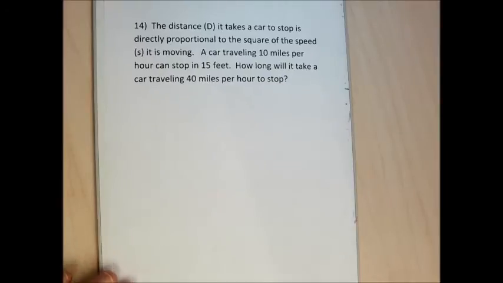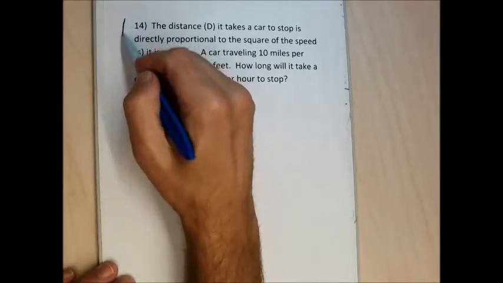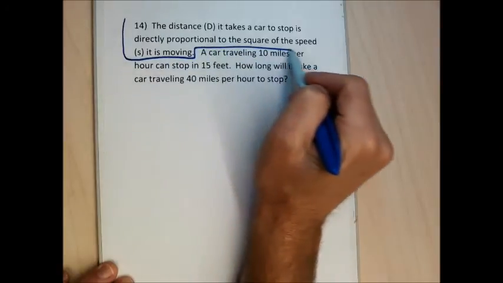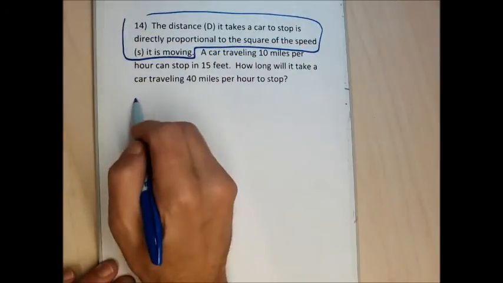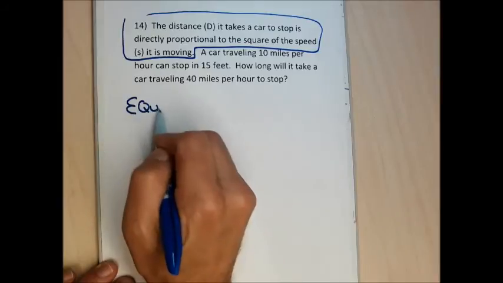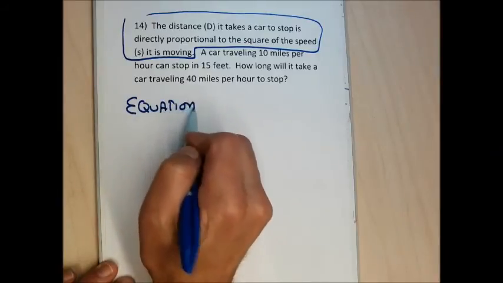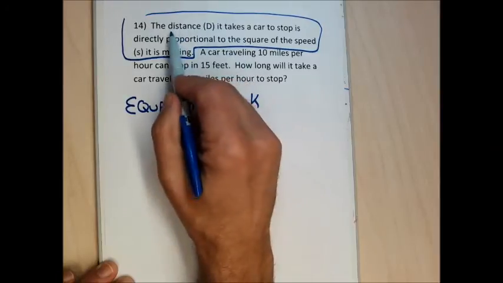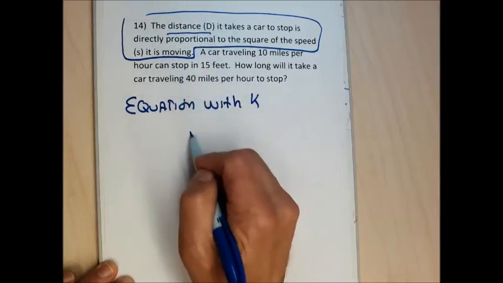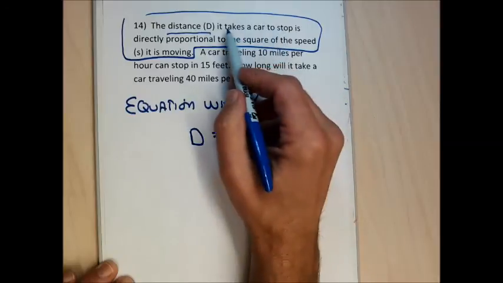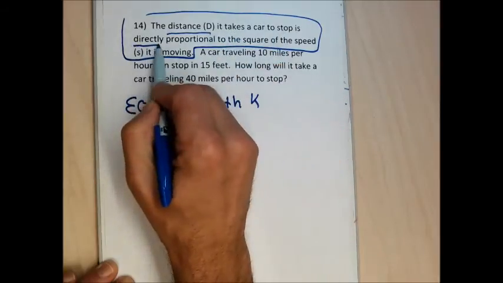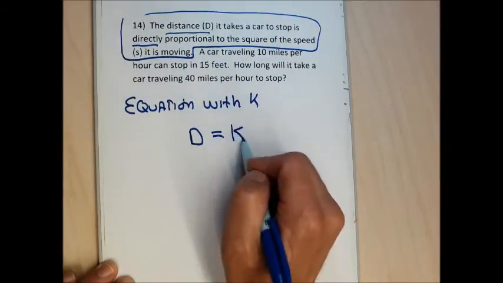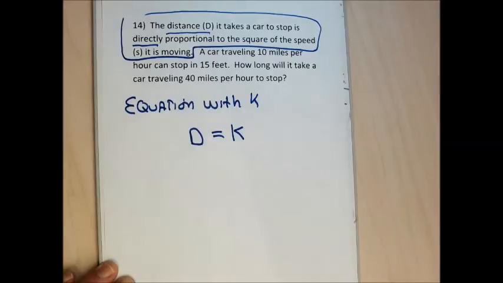Fourteen's the same 3 steps. First sentence, come up with an equation with a k. So first step, take that first sentence. I need an equation with a k. First letter I see, the distance d, I'm going to write d equals. It takes a car to stop as directly. Directly as multiplication with 1 letter after the k. So immediately I get my k in the right-hand side. I don't need a fraction, so I'll keep going.